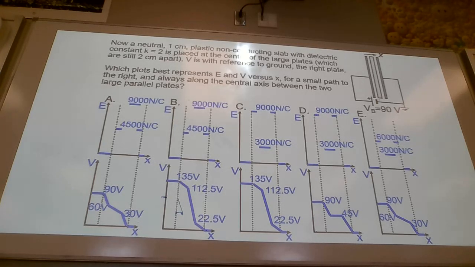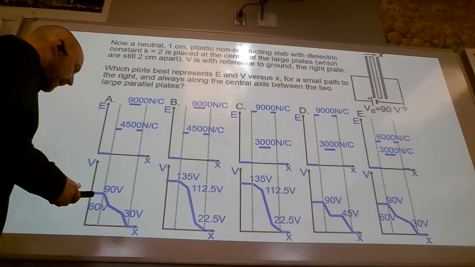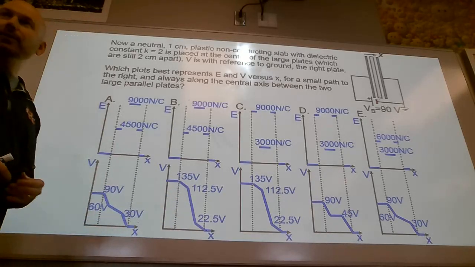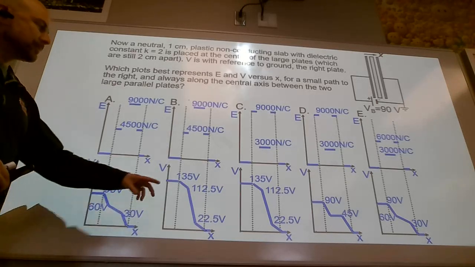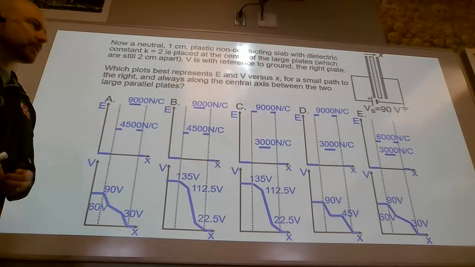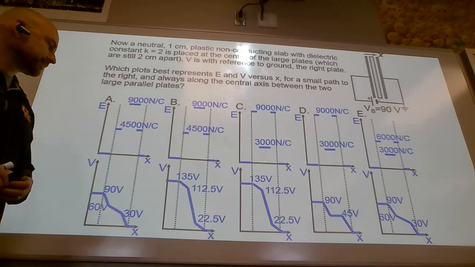Correct answer is... I heard E, some E, but didn't hear definitive E. E is correct. Okay. So we're still connected to the battery. Does everybody get the fact that we're still at 90 volts? Okay. So we're going to knock out B and C straight away. All right with that?